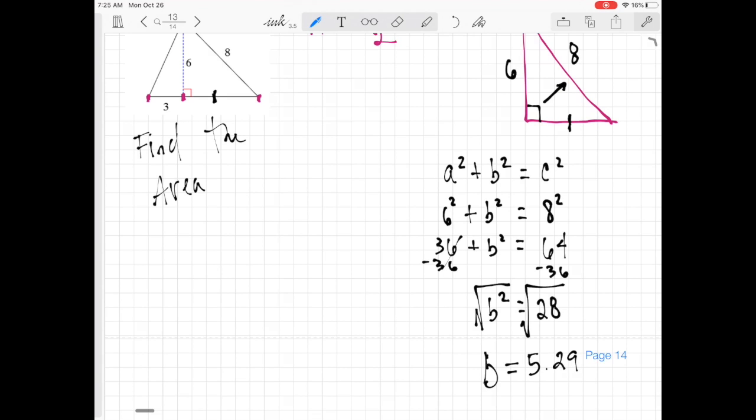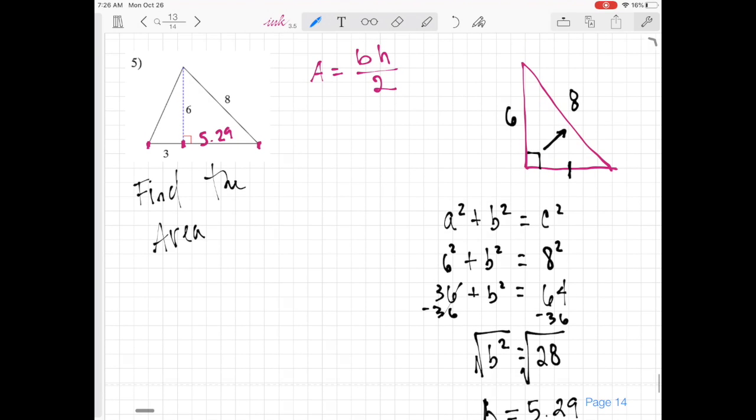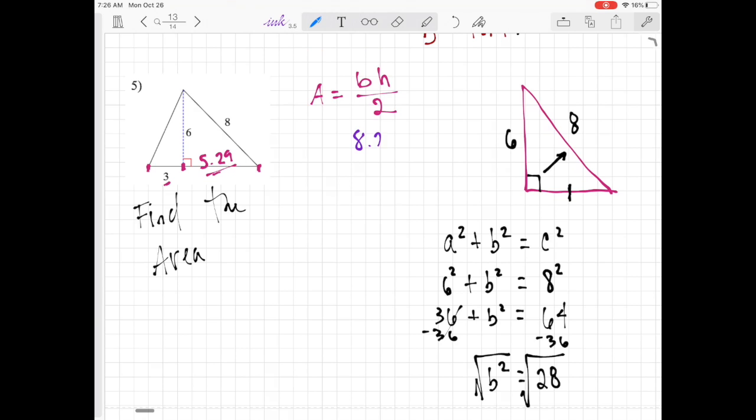So now that we know b, I can plug that in over here. I can say, okay, well, this is 5.29. So now I can go back to the original problem, and I can find the base. So 5.29 plus 3 is going to be 8.29. And then the height stayed the same. That was 6, all divided by 2.